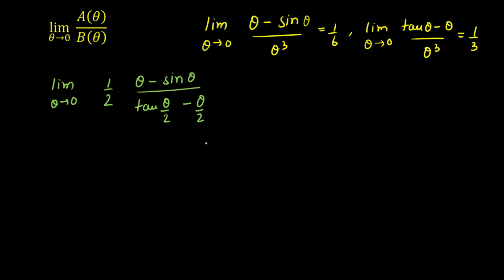Now previously we have evaluated the standard limits. Now I'm going to calculate our main objective, that is limit theta tending towards 0 a theta upon b of theta. So here I observe theta minus sine theta is present. All I need is theta cube. So I'm going to divide by theta cube here. So limit as it is, theta tending towards 0, half. Now here I need theta cube. So theta minus sine theta whole divided by theta cube. Later on I'm going to adjust this theta cube.